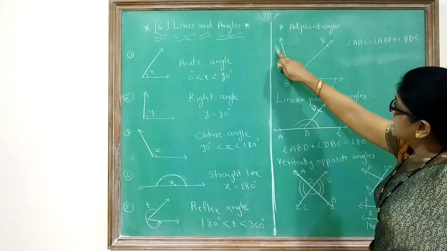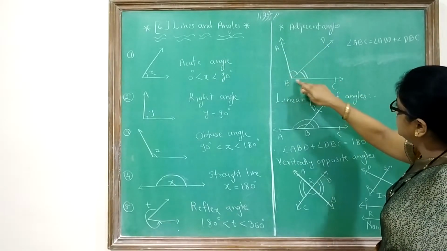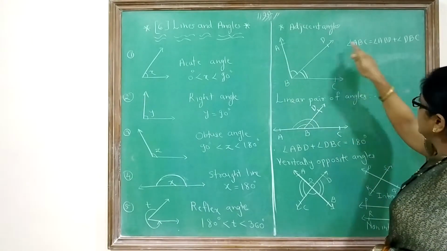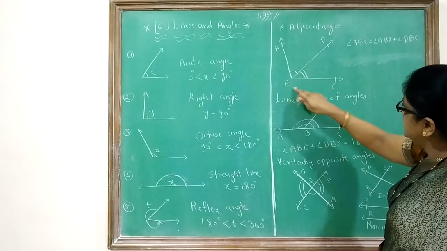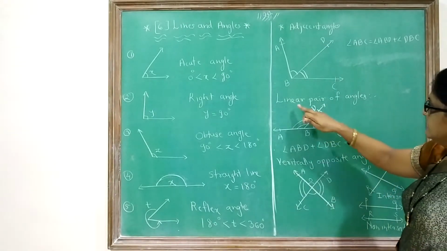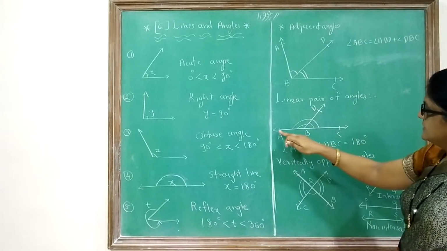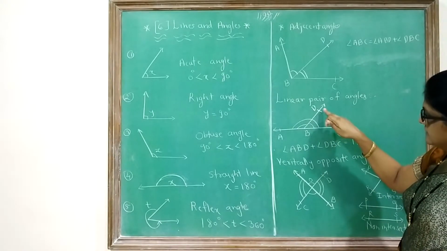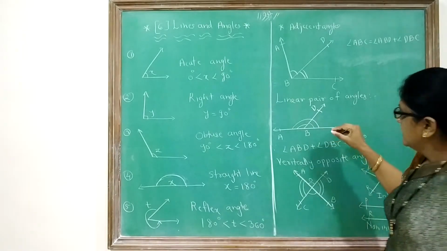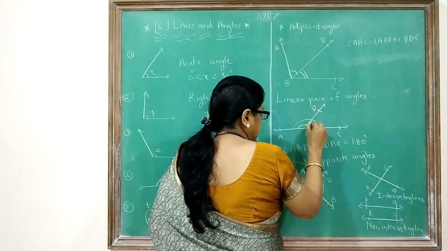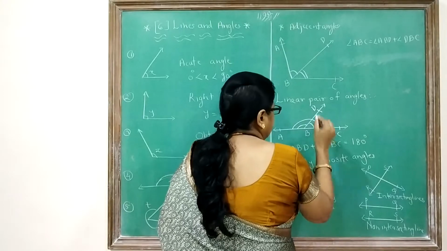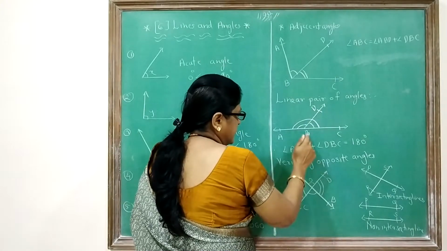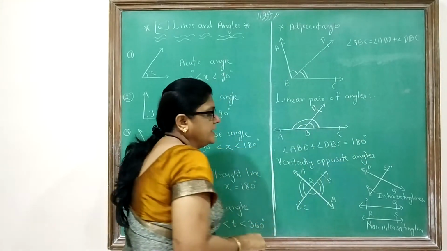Adjacent angle means this ABD and DBC, they are the adjacent angles. And here ABC equal to angle ABD plus DBC. Then linear pair of angles. Linear pair means you will draw the line, that is AC, and take a ray on this line. Its name is BD, and it makes this angle and this angle and this whole angle 180 degree. Then which type you can write? Angle ABD plus angle DBC equal to 180 degree.